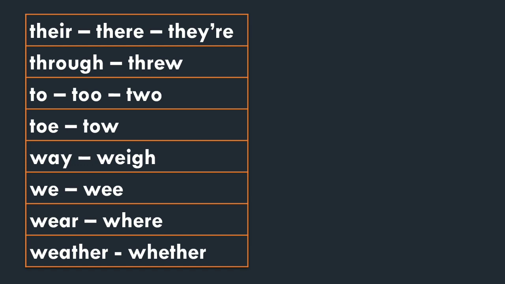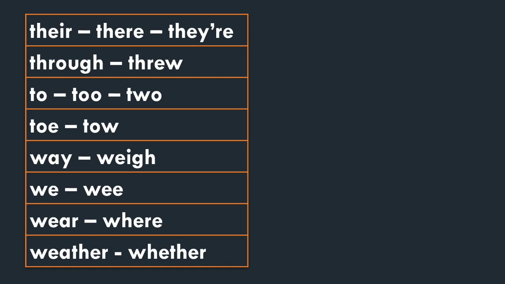Next is to, too, and two. To is a preposition, too is an adverb, and two is a number. Toe and tow. Toe is the part of your foot, and tow is pulling something from something, like towing of a vehicle, towing of a car. Way and weigh. Way is the path or road, and weigh is related to weight.